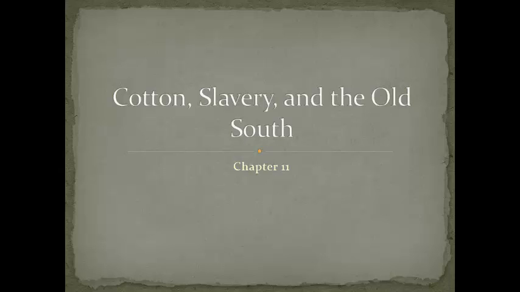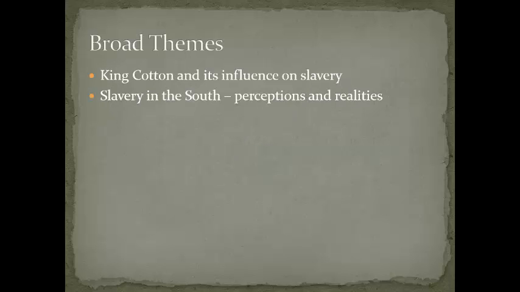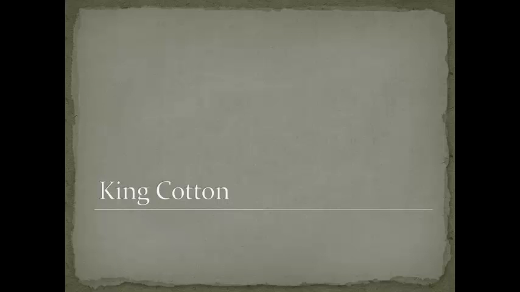And of course, the two most dominant features of the Old South will be cotton and slavery. So in this chapter, we're going to talk about King Cotton and its influence on slavery. And then we're going to talk about slavery itself, the institution, some of the myths, some of the realities, and what it really meant to the South. All right, and let's start off with King Cotton.